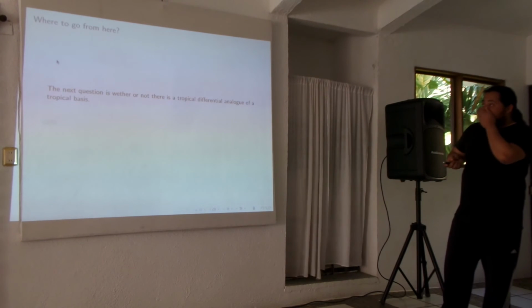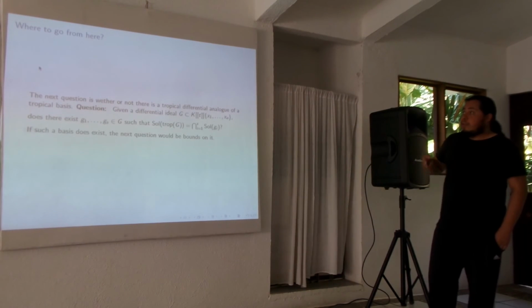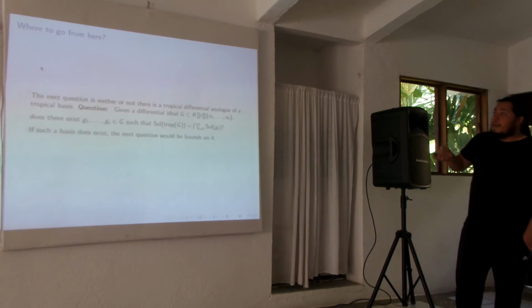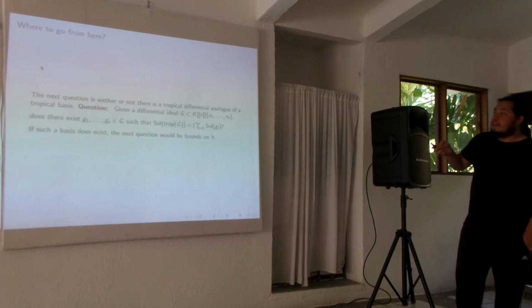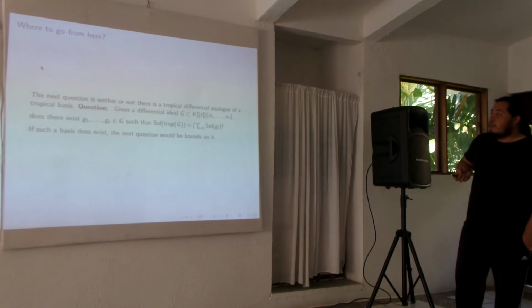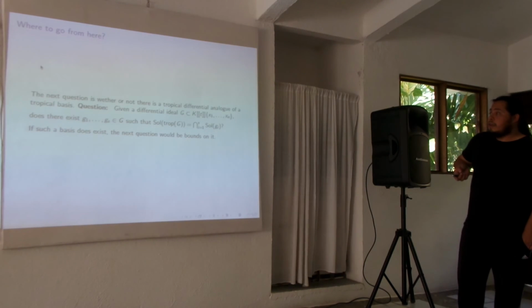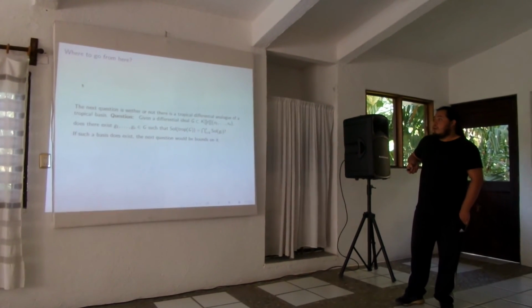The next question is whether or not there is a tropical differential analog of a tropical basis. What is a tropical basis? If I give a differential ideal, can I find a finite subset of elements in G such that the whole solution system of this tropicalization is just the intersection of the solution sets of these polynomials? And finally, if such a basis does exist, the next question will be to find bounds on it.